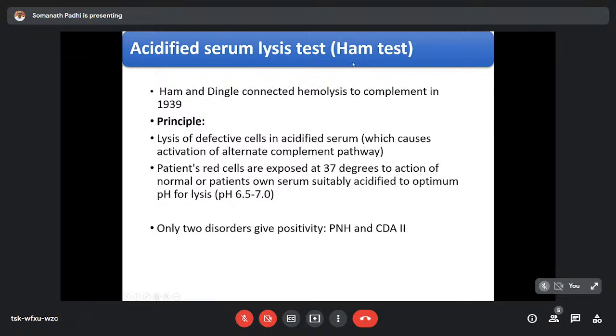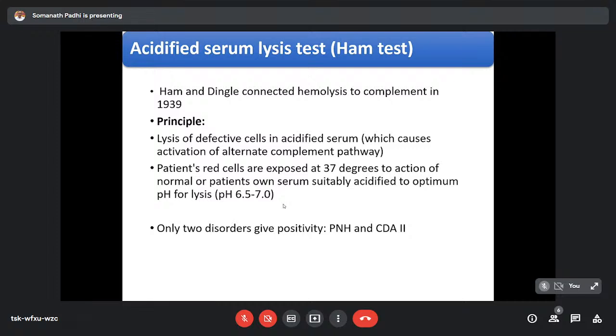The acidified serum test, the Ham test, is of historical importance, though it is still performed in some laboratories. The principle is that this particular group of CDA type 2 RBCs have a defective cell membrane, and when they are exposed to acidified serum, there is an activation of the alternate complement pathway that leads to lysis of these CDA type 2 RBCs. So patients' red cells are exposed at 37 degrees to the action of normal or the patient's own serum, suitably acidified to the optimum pH for lysis, that is 6.5 to 7.